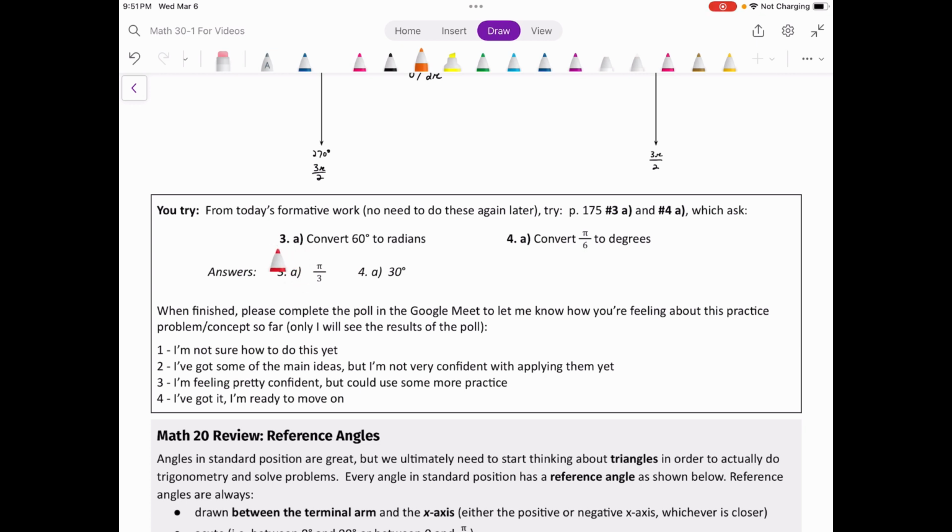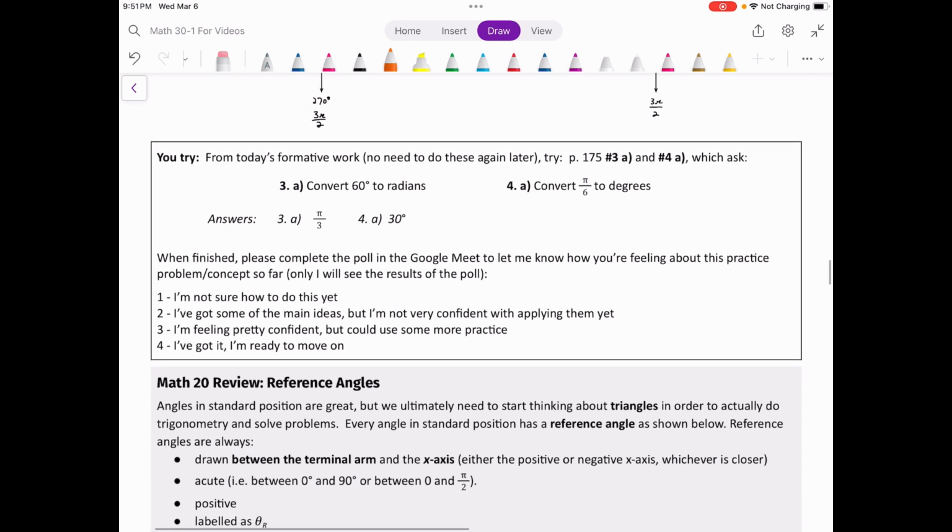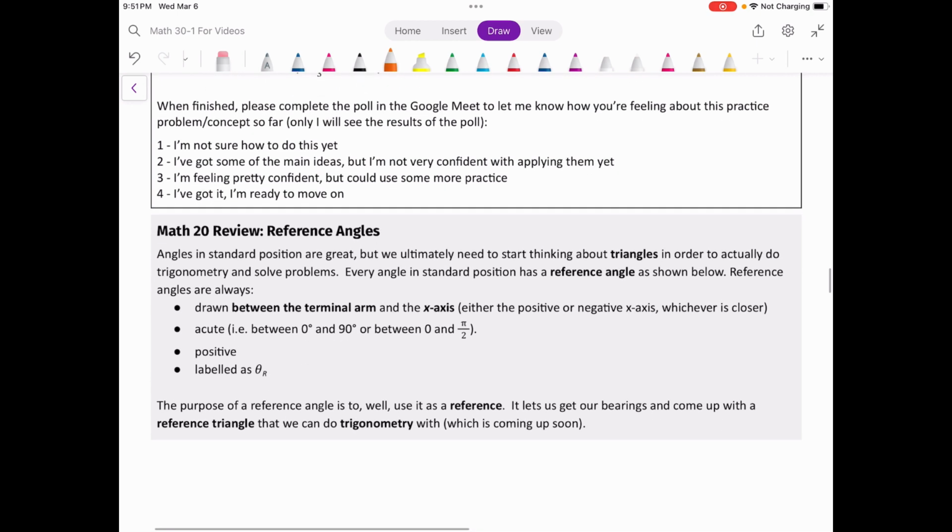I know it just suggests 3a and 4a for now, but you can always take a longer pause and do some more practice with it. Probably with this radian degree stuff, that's a good idea to get comfortable with those radians, because I know they are completely new and we'll be using them a lot. But at least try these ones while it's fresh in your brain, and then we'll move on to a review of reference angles.